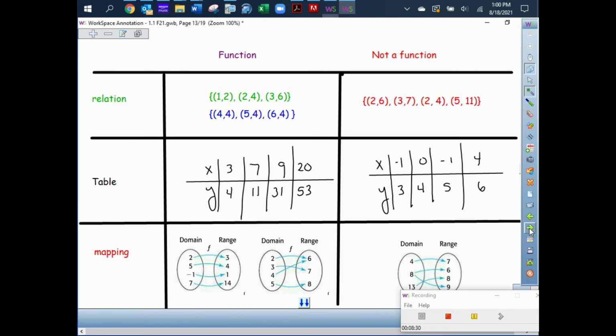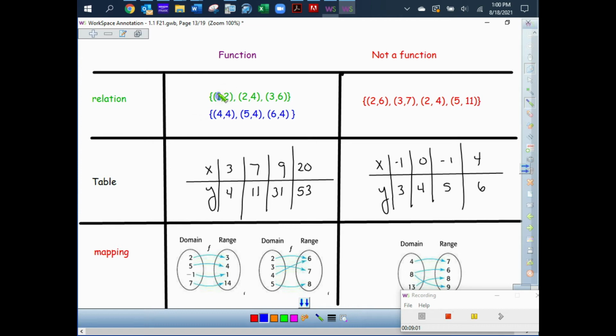Then here's a nice little chart on your sheet of different ways you can see functions and what's not a function. There's relations, tables, and mappings. The relation, again, is a set of ordered pairs. Check out 2 different sets here. Mine are colored; yours are black and white due to the printer. But check out just the green one. This is a function. Why? Because every element in the domain, those are the x's, maps to exactly one element in the range.